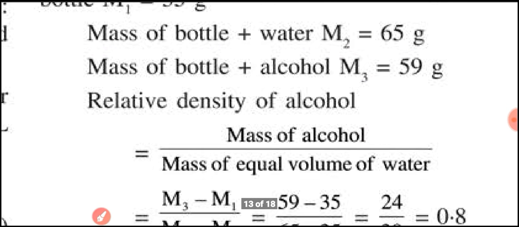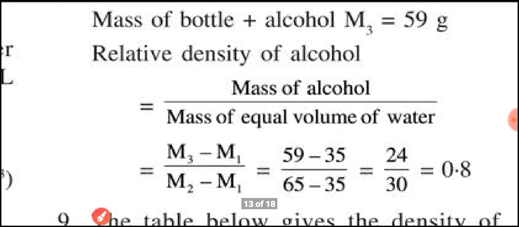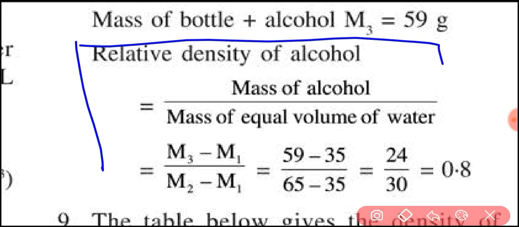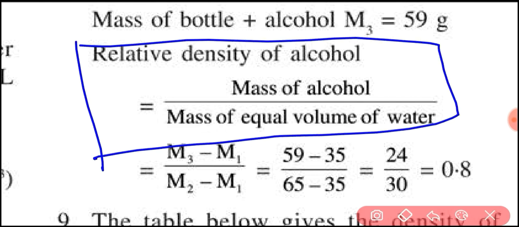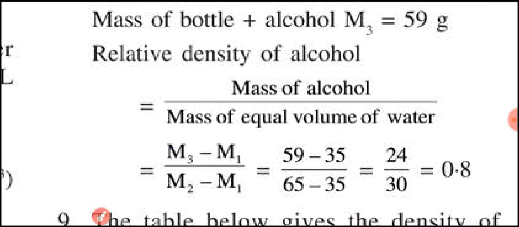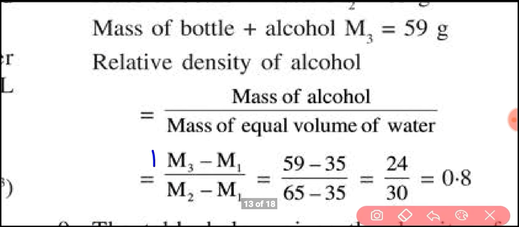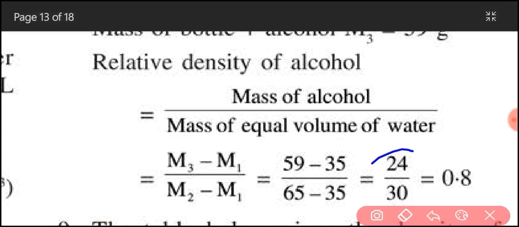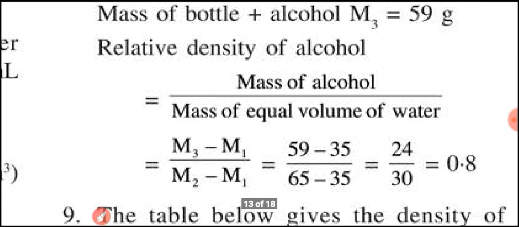Relative density of alcohol is equal to mass of alcohol divided by mass of equal volume of water, meaning M3 minus M1 upon M2 minus M1. 59 minus 35 divided by 65 minus 35. We will get the answer 24 upon 30. By calculating, we will get 0.8. For the relative density, there is no unit.